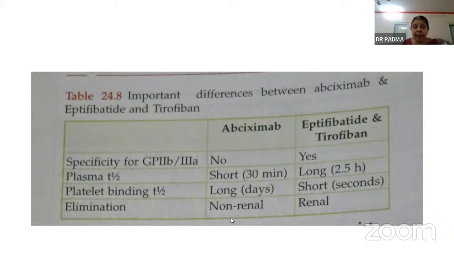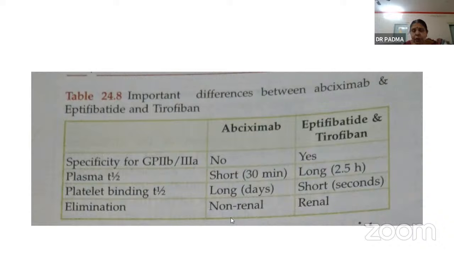How do you recognize it? MAB, monoclonal antibody. The plasma half-life is very short, so you have to repeat the dose, whereas with the other two, it is quite long. The platelet binding action is also very long with abciximab, whereas it is short, and we want only short plasma binding activity, platelet binding activity, because it is ICU. We do not want good bleeding and other things. We want to restrict, and the elimination is renal, so obviously you have to monitor renal parameters when you give these two.